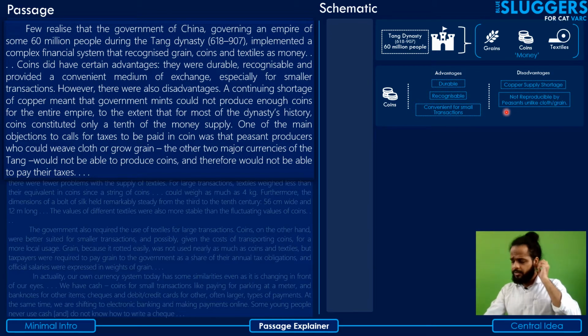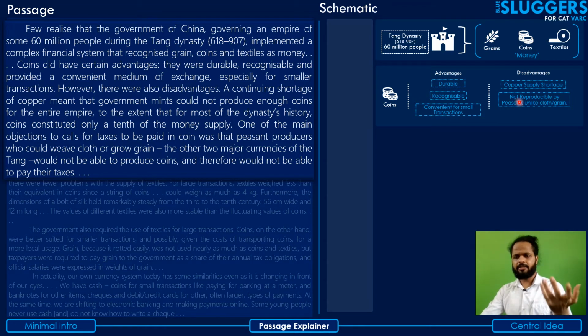Second disadvantage with coins was that the peasants, the commoners who were required to pay taxes to the government, to the kingdom, had no means to produce coins. However, they could produce grains and textiles which they can use to pay taxes, but not coins.